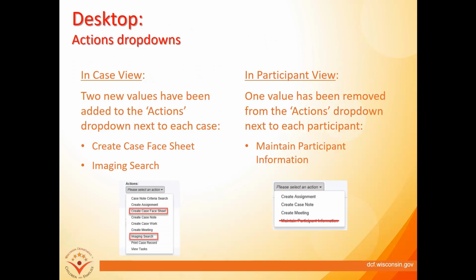On the desktop, two new values have been added to the Actions dropdown that is located to the right of the case name when the desktop is in case view. Clicking on Create Case Phase Sheet will allow the user to generate the case phase sheet from within eWiSACWIS rather than requesting it through the on-demand process in EW Reports. Clicking on Imaging Search will open the Imaging Search page with the case already selected.